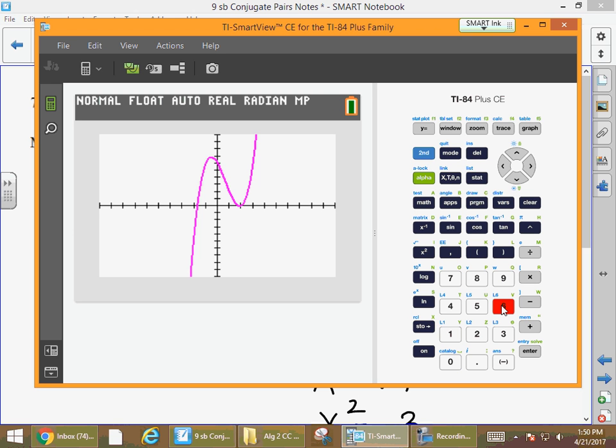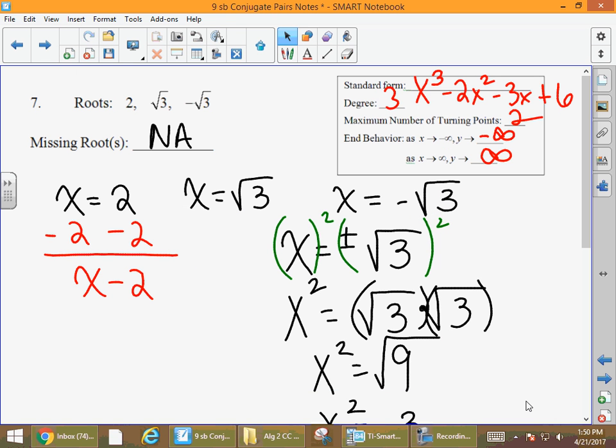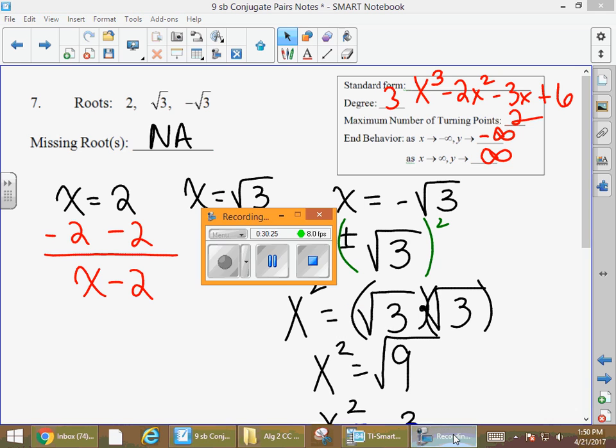And we can see it pretty well. As we go to the left of the graph, we're going in the downward direction, which is towards negative infinity. As we go to the right of the graph, our graph is going upward, which is towards positive infinity, which hopefully is exactly what I wrote. And it is. Hopefully.